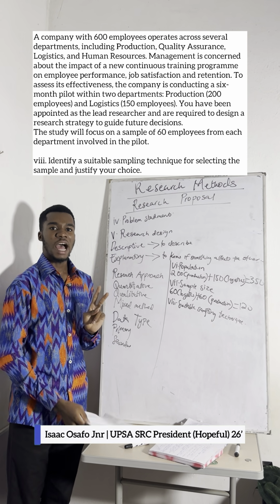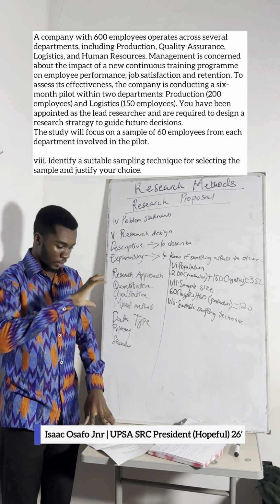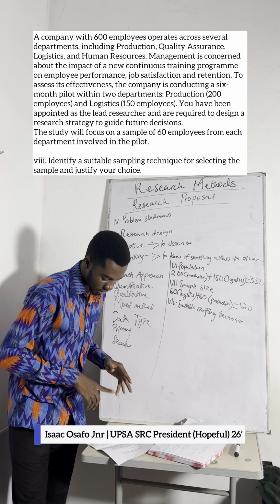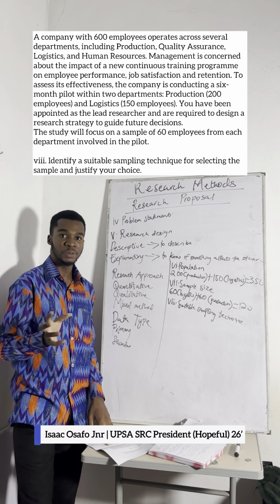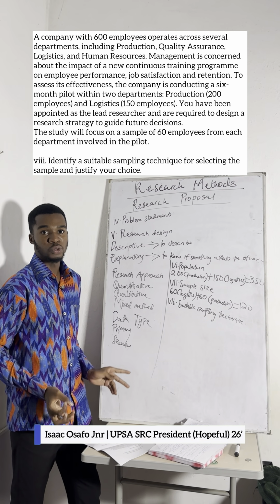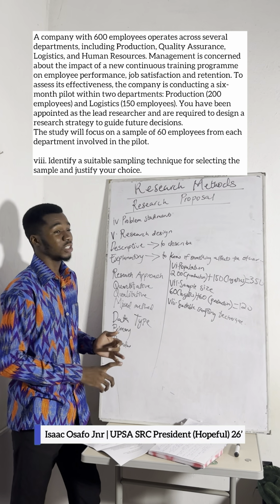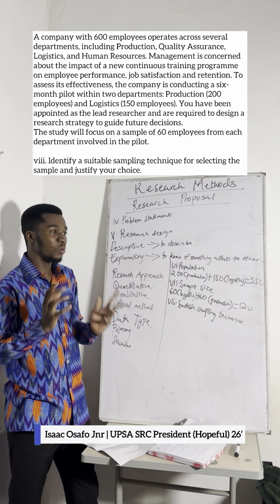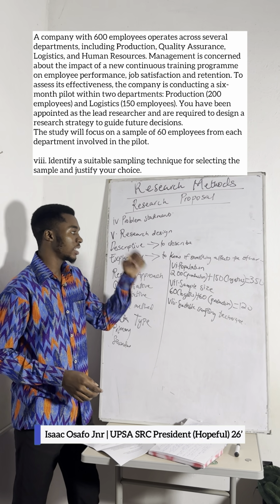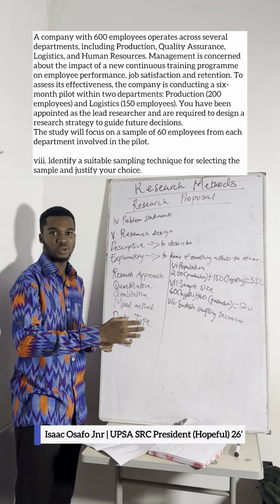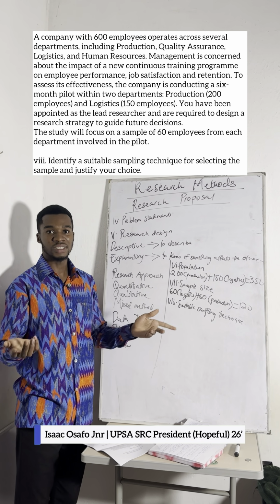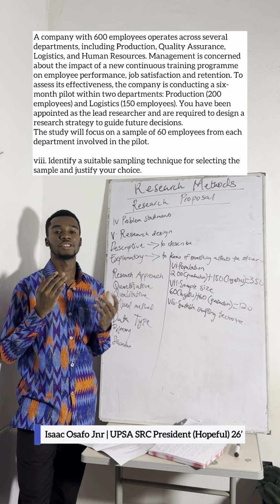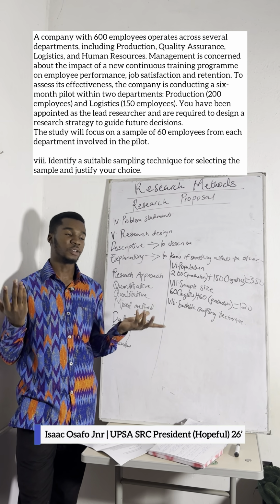Don't forget, at first it was 600 from 4 departments. That was quality assurance, logistics, production, and human resources. Then later on, they took 2 departments that they want to do the study on, which was production and logistics. So 200 from production, 150 from logistics. Now, out of the production and logistics, they realized that 200 is a lot. I can't speak to all the 200. I can't speak to all the 150 from logistics as well. So I have to take 60 from each. Now, this type of sampling is called a stratified sampling or a stratified random sampling.